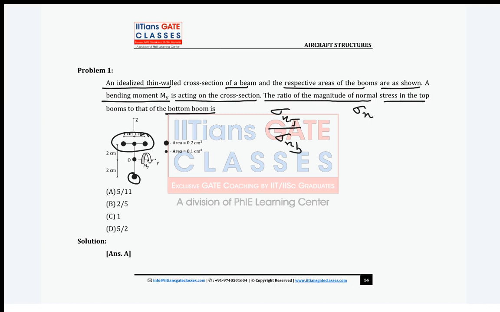It's not necessary that you always keep writing sigma Z. Bending stress doesn't always mean sigma Z. It is a normal stress, right, normal to the cross section. Now we have to check which axis is normal. So in this given case, X is my normal axis. Clear?